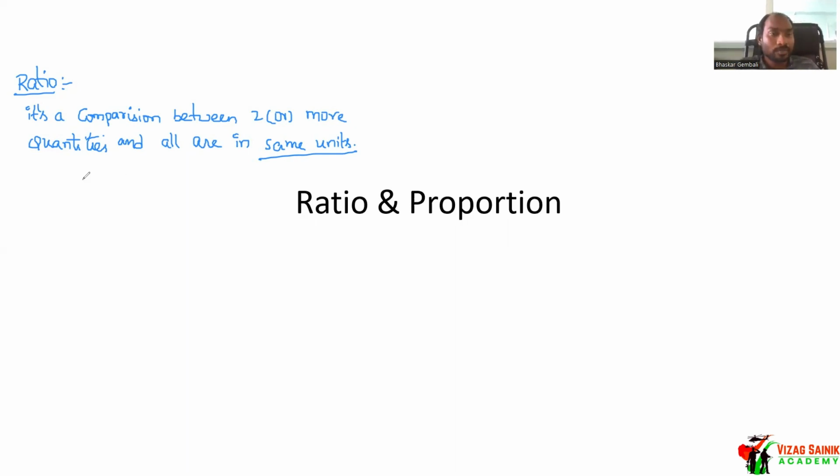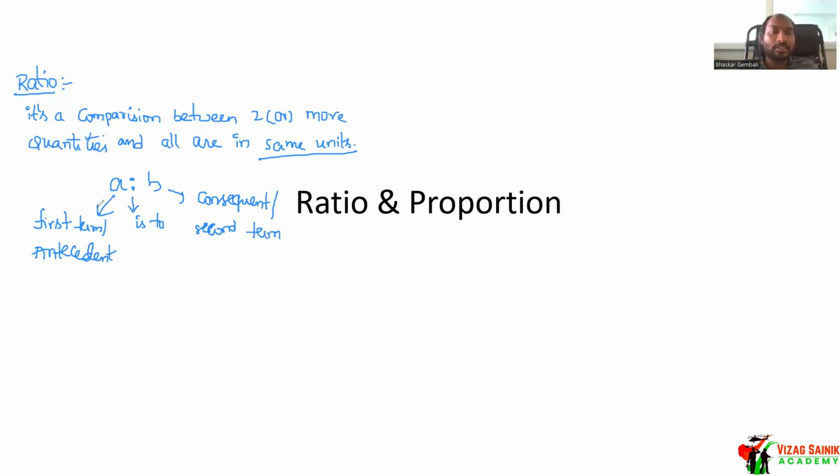That's called as ratio. Generally we represent it as A is to B. The symbol is called is to. A is called the first term, or antecedent. B is called the consequent, or second term. So in a ratio A is to B, it is a comparison symbol, and A is the first term or antecedent, B is the consequent or second term.